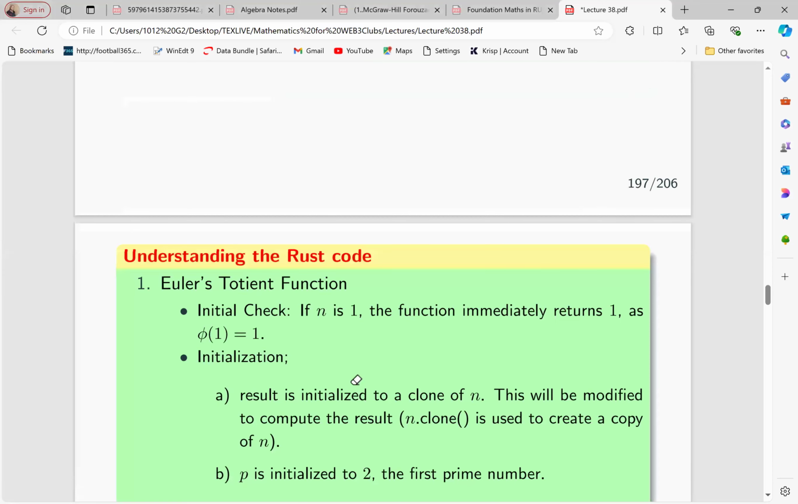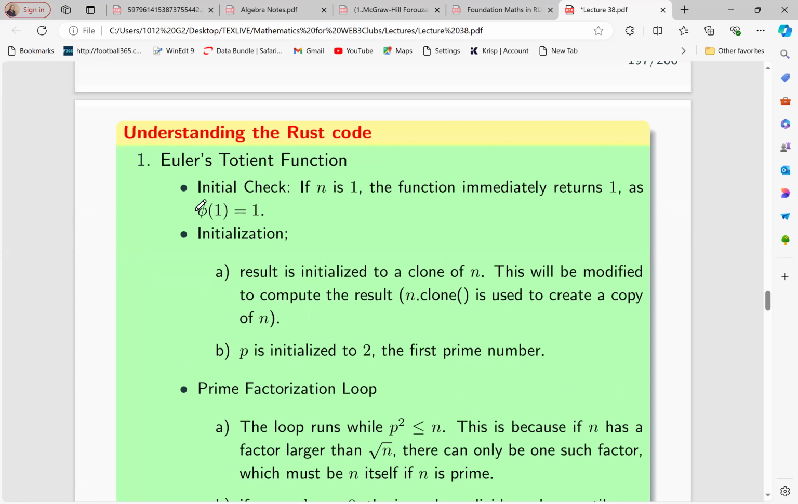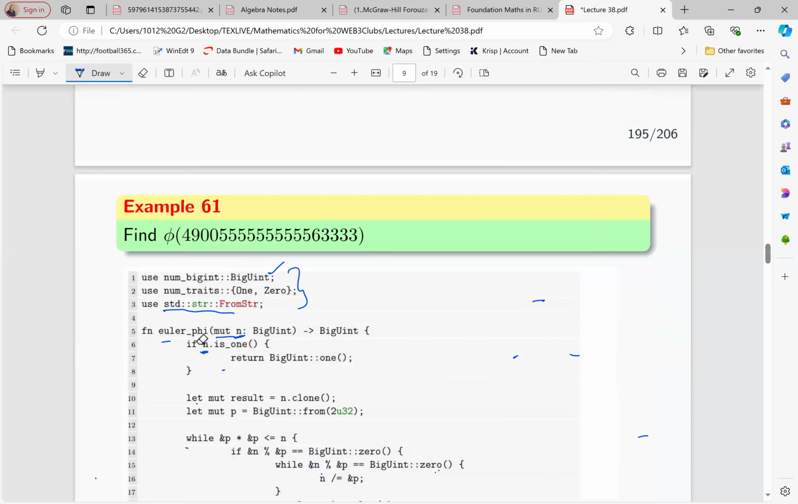So the explanation, before I go to the numbers, before I go to the calculations, let's understand how it's going to calculate. Initially it checks if n is 1. And if n is 1, it returns 1 as the answer, that the Euler phi of 1 is 1. That's what the program says. Let's go back there and see. That's what it says here.